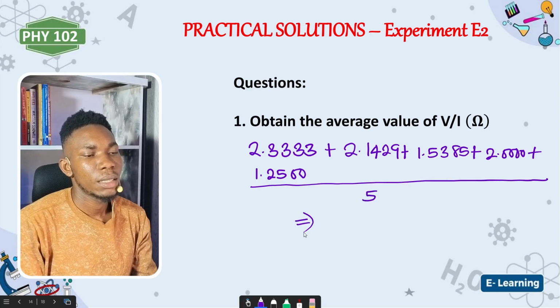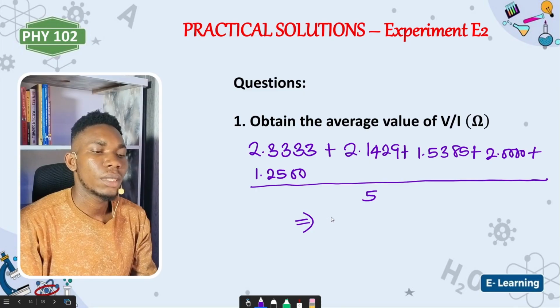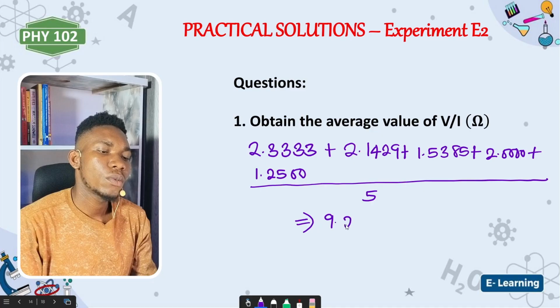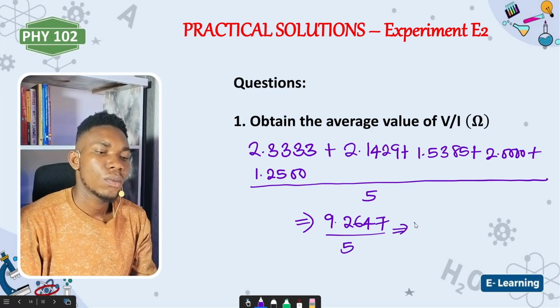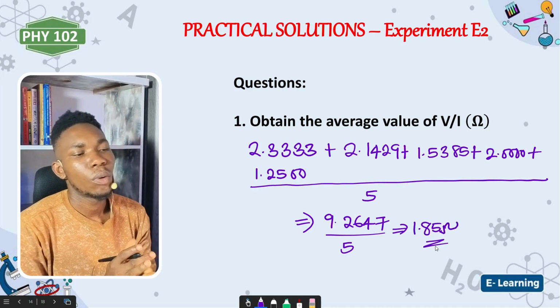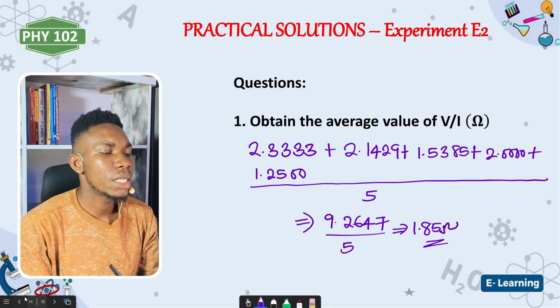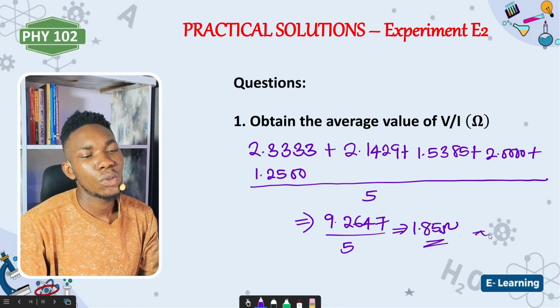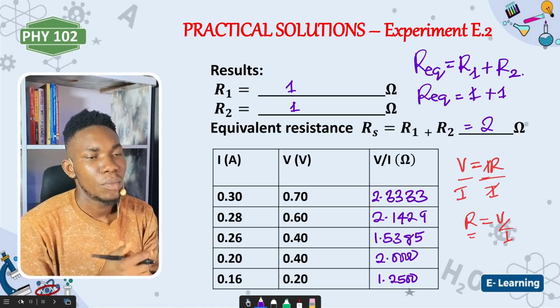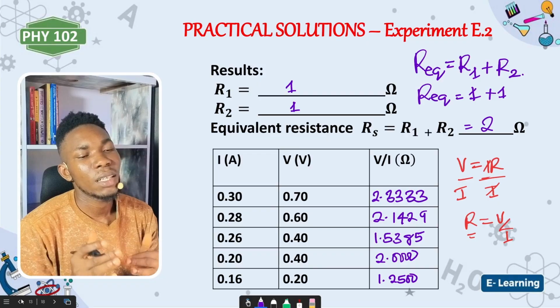First, when you total everything there, what did you get? You got 9.2647. Now when you divide this by 5, that will give us 1.85 ohm. The unit is ohm. So we have 1.85 ohm, which is approximately close to what? 2.0 ohm. And that is what we are actually expecting. It means that these values here are a bit correct. What you expected to get is 2.0.